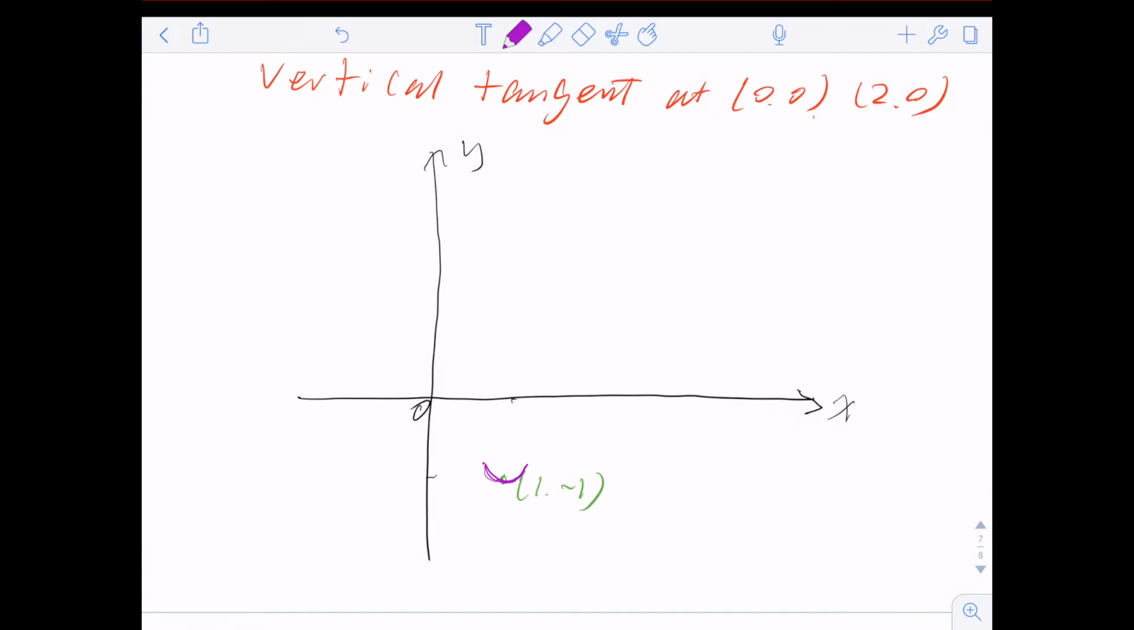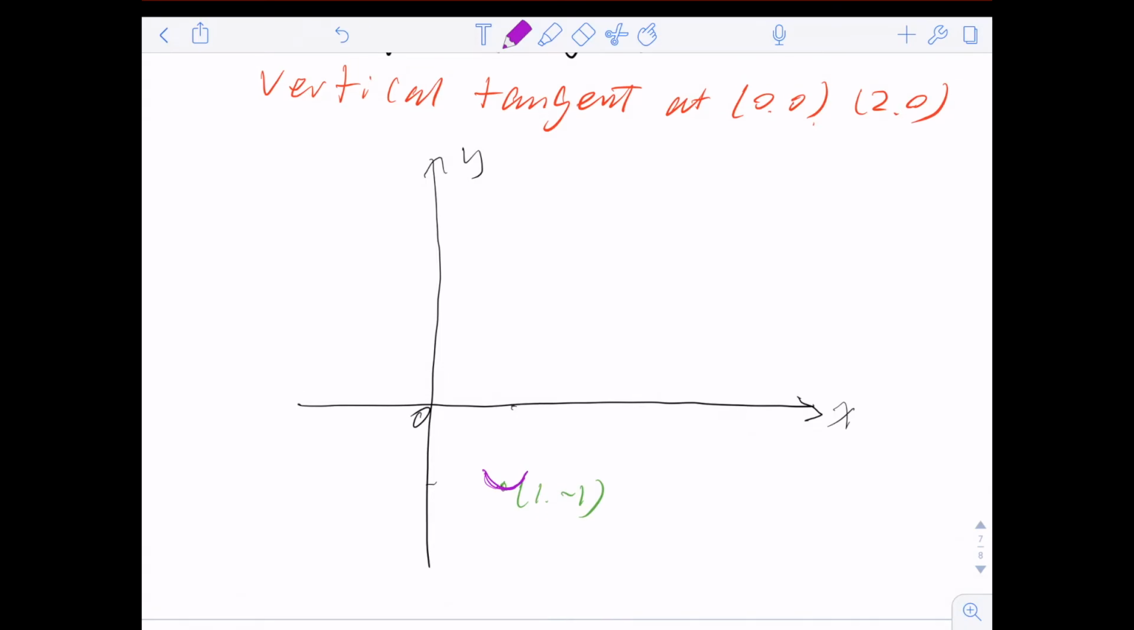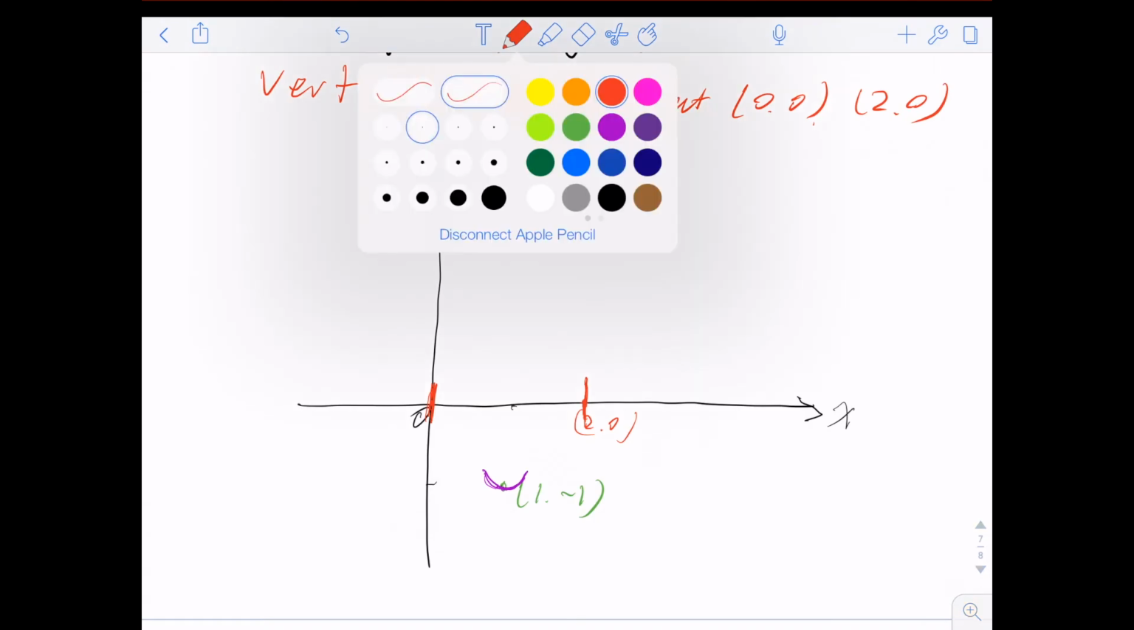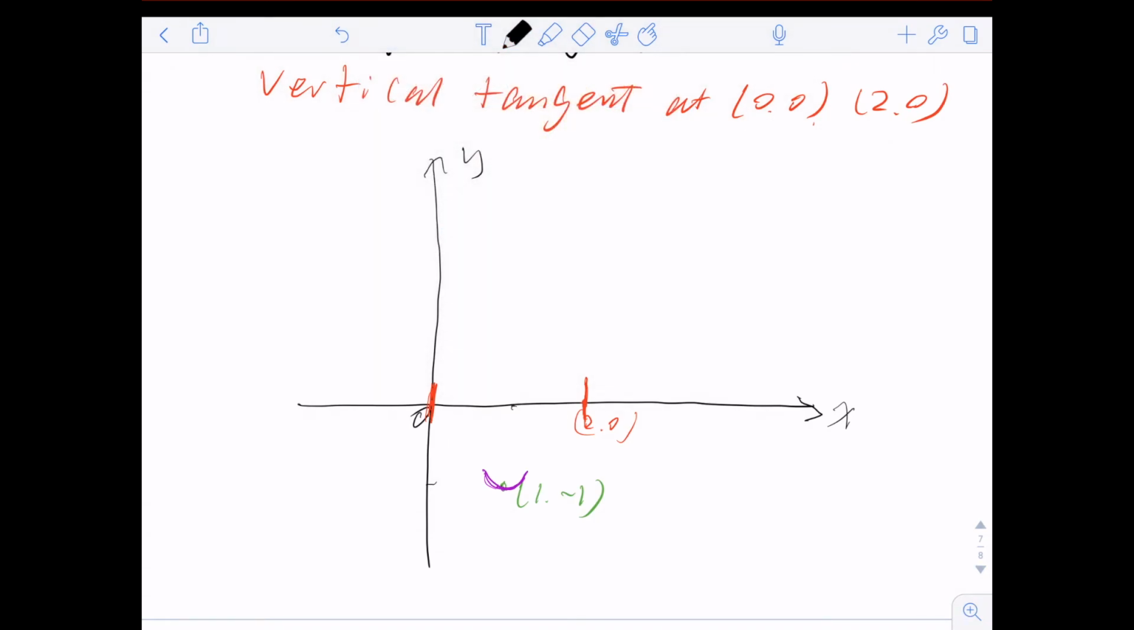Now the next one is my vertical tangent. That's a pretty interesting one. So what does vertical tangent mean? At (0, 0) here, the curve uses this line as a tangent. And also at (2, 0) here, the curve uses that vertical line as a tangent. So now we have these points, and the vertical tangents at these 2 points are also the x-intercepts. Very good, we don't have to find any other x-intercepts. That's all we need.